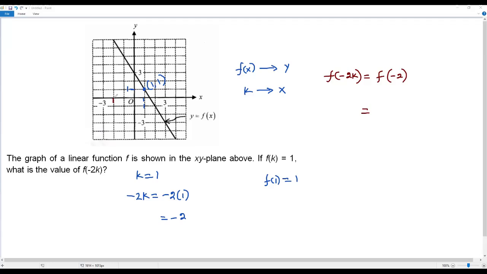So here we have negative 2 on the x-axis. Now we have to find the corresponding value of y for x equals negative 2. Let me count: 1, 2, 3, 4, 5, 6, 7. So this is the point we have on the line corresponding to x equals negative 2. So the point over here is negative 2 comma 7. So when x equals negative 2, the value of y is 7. Actually f of negative 2 represents the value of y when x equals negative 2, which is 7. So therefore the value of f of negative 2k is 7.